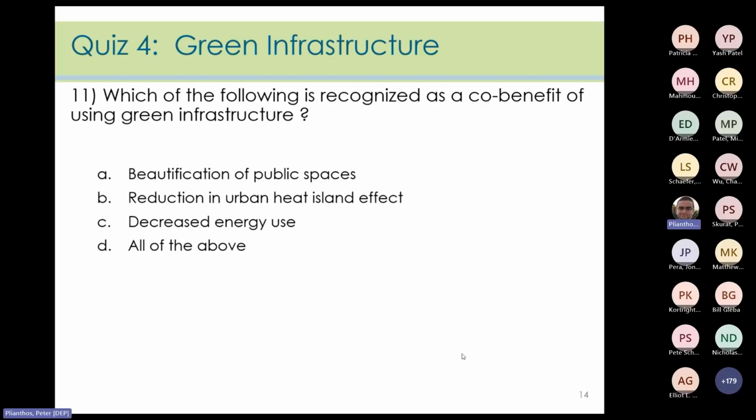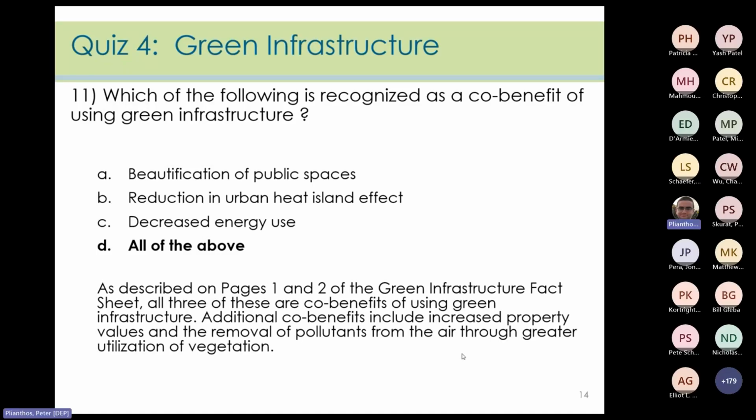Number 11. Which of the following is recognized as a co-benefit of using green infrastructure? And the correct answer is D, all of the above. As described on pages 1 and 2 of the Green Infrastructure Fact Sheet, all 3 of these are environmental, social, and economic co-benefits of using green infrastructure. Additional co-benefits include increased property values and the removal of pollutants from the air through greater utilization of vegetation.